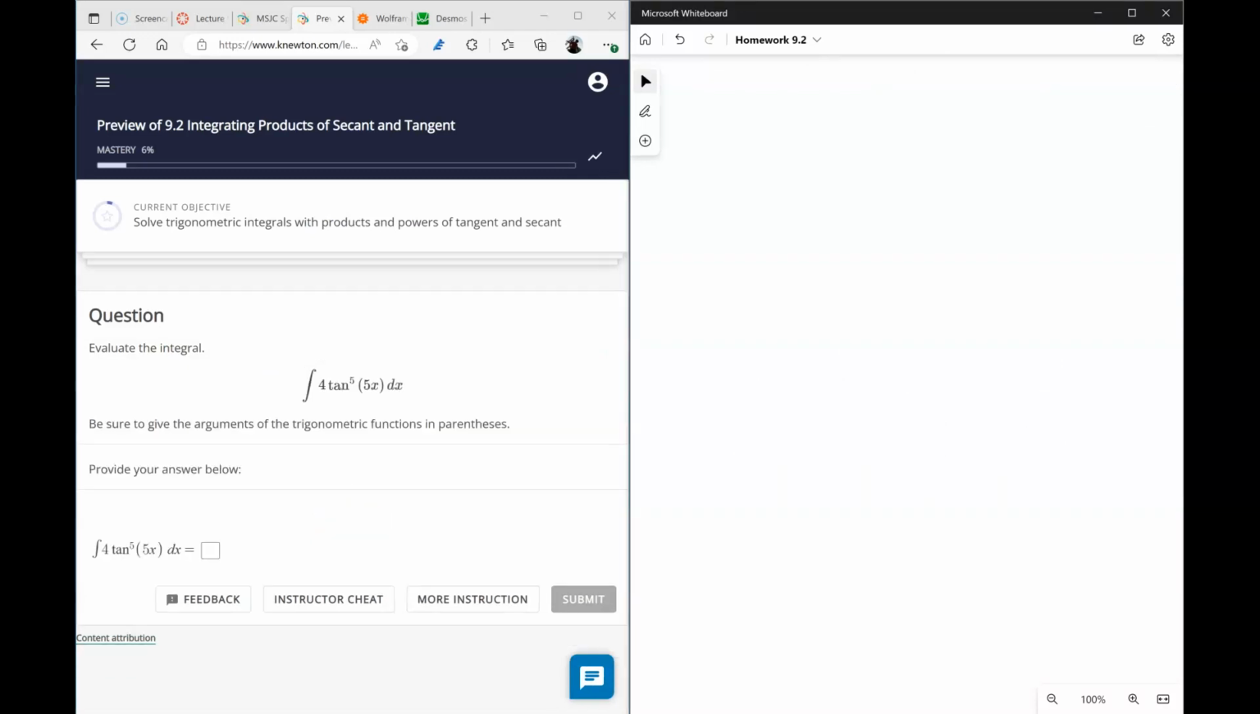We have number 2, integral of 4 times tangent to the power 5 of 5x dx. So now we have powers of tangent only. Before I look up the methods for integrating powers of tangent, I'm going to do some basic cleaning here. I'm going to do a substitution. 5x is equal to theta, so 5 dx is equal to d theta, meaning dx is equal to 1/5 d theta.